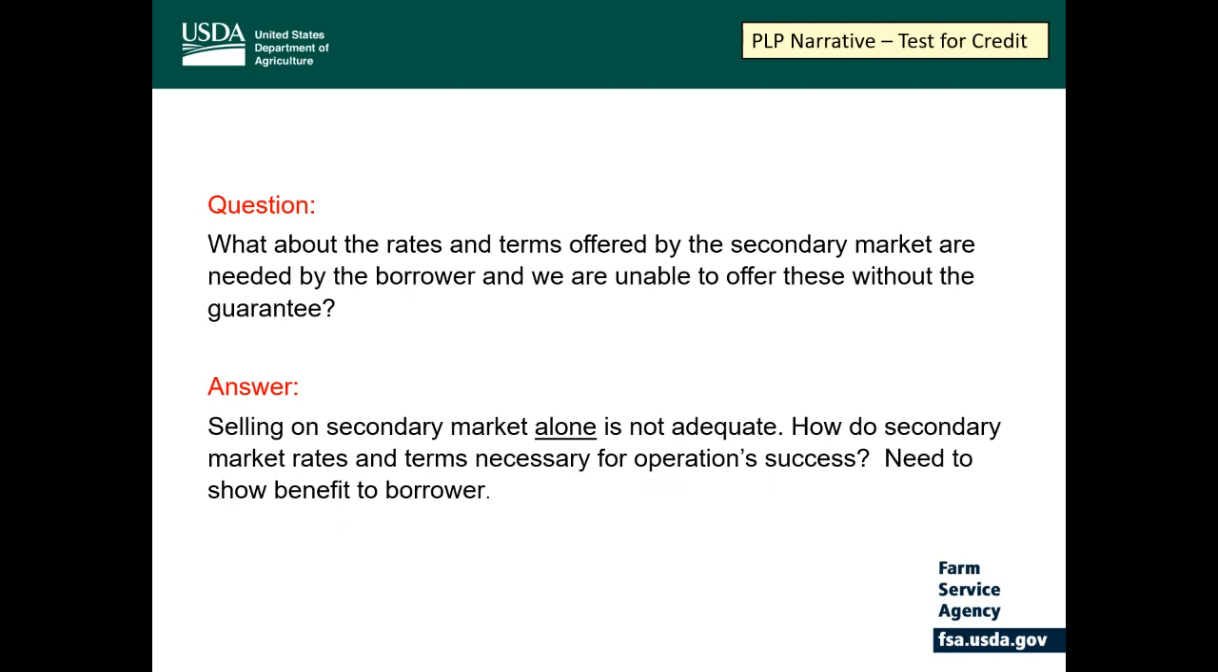Another question on this test for credit, just real quick, secondary market. Just selling on the secondary market alone doesn't demonstrate a weakness. What you need to do is show how this is going to benefit the borrower, and typically it's going to be longer term fixed rates, which will help them achieve their goals. So make sure you work in something a little more thorough and not just rely on a handful of words there, selling on secondary market.